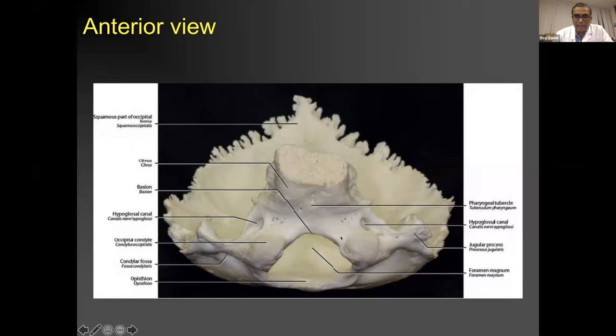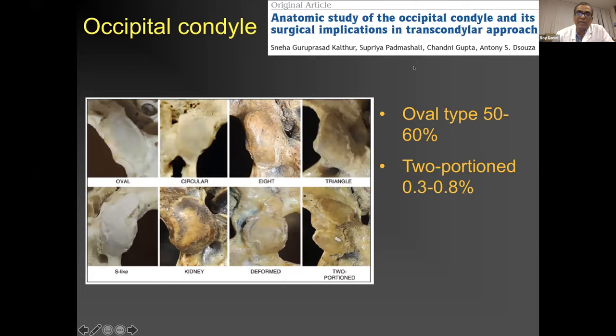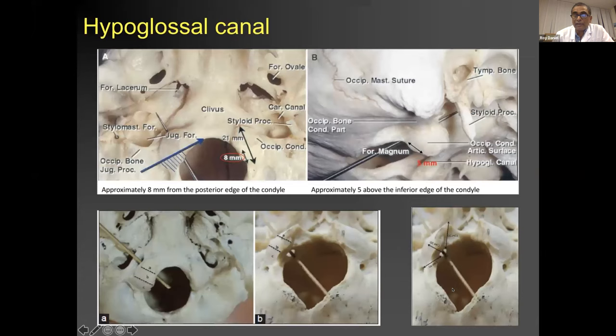You turn it a little oblique, you can see on the contralateral side the hypoglossal canal internally, which sometimes can be double. And there you have an important landmark, which is the condylar fossa, which is just superior to the condyle, which assumes importance in surgeries of this region. Now, it's also important to understand the variations of the occipital condyle in approaches that involve drilling the occipital condyle. They're very often oval in shape in about 60%. It can have multiple shapes: circular, like an 8, triangle, kidney, you name it, it exists. And some of them can even be two-portioned, which is very rare. So it's important to see that on a pre-op image, especially when you're doing transcondylar approaches.